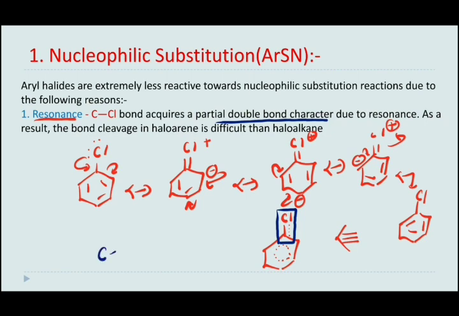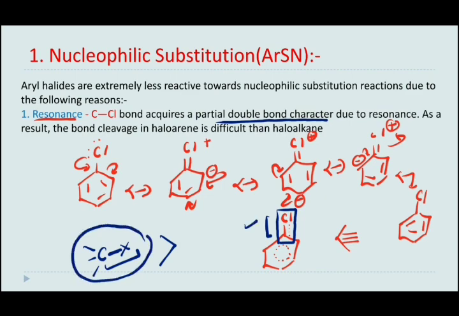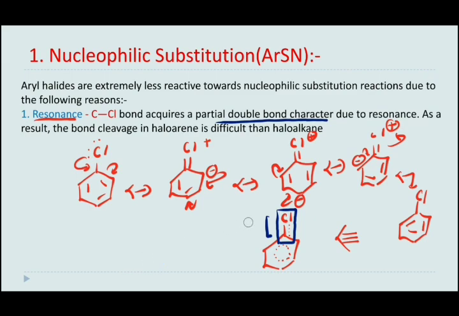But in the case of haloalkanes, there is no double bond character. That means this bond length in haloalkane is larger than the bond length in haloarene, or this bond is weaker compared to the carbon halogen bond in haloarenes. So the reactivity of haloalkane is greater than haloarene. So this is the first factor behind their reactivity. I think it is clear to all of you. So the first and most important factor is resonance.